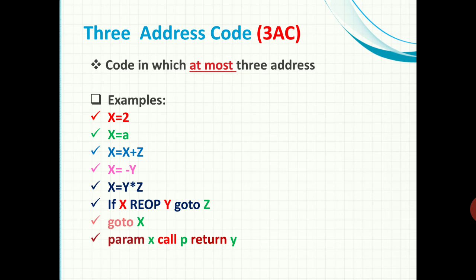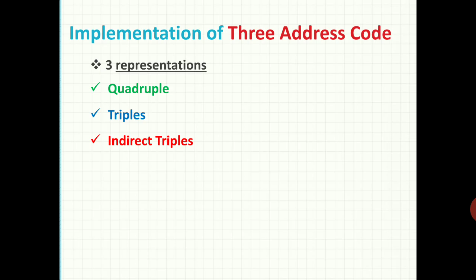These are some examples of three address code. It contains at most three addresses. Then we come to the implementation or representation of the three address code.